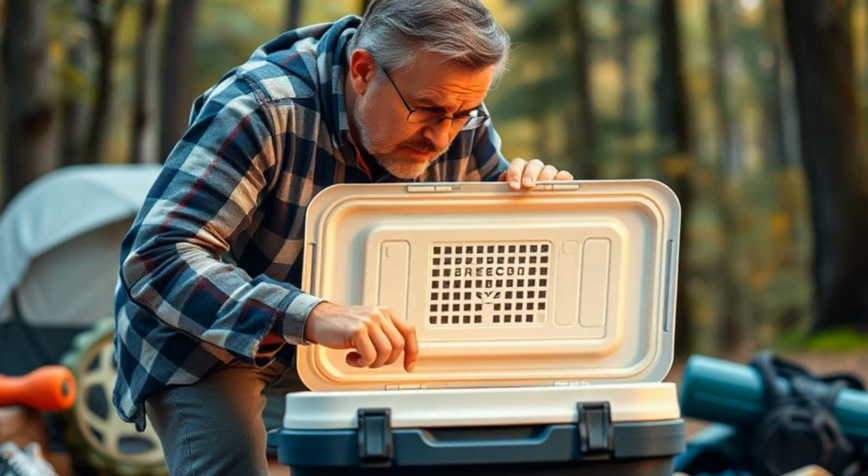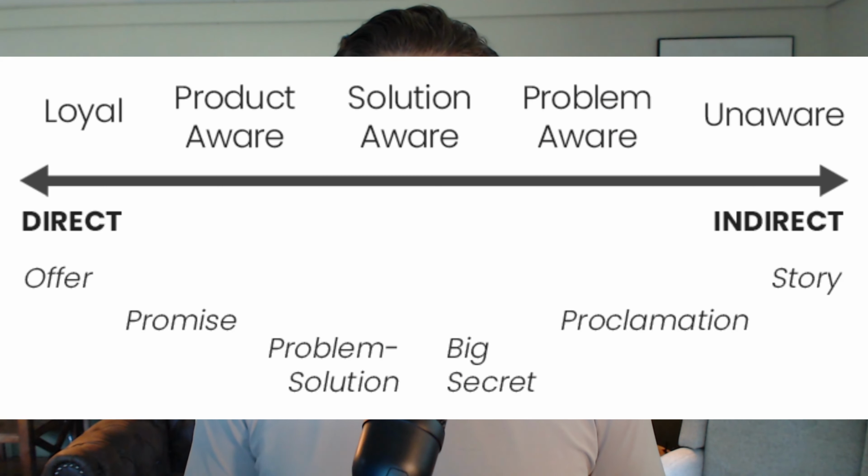So then the next stage is going to be the problem aware stage. The dad realized that his current cooler isn't doing the job. Doesn't keep ice for long, drinks get warm. However, he doesn't know that a Yeti cooler could solve these issues. You see where we're going here with the Yeti cooler? So then we're going to switch to what's called a proclamation lead. Say goodbye to warm drinks and spoiled food. There's a cooler that outperforms all the rest, and it's time every dad knew about it.